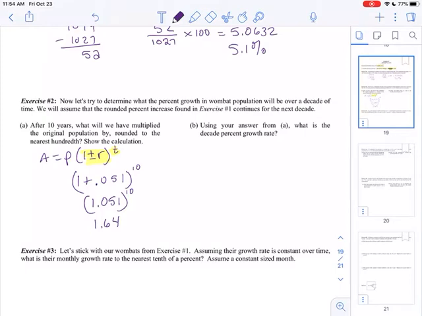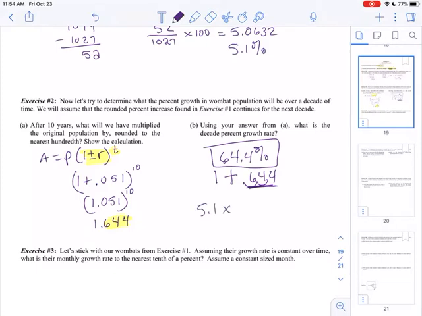Now using that answer from part A, what is the decade percent growth rate? Actually this is 1.644, it kept on going. So you are just going to forget about the 1. I'm looking at this part of my answer, but I want to change it back to a percent, so I'm going to move that decimal back 2 places, and it's 64.4%. That is the growth rate over the decade. Because it's 1 plus 0.644. So this is my rate, and I'm moving my decimal over 2 places. That's all I'm doing to pick that apart.